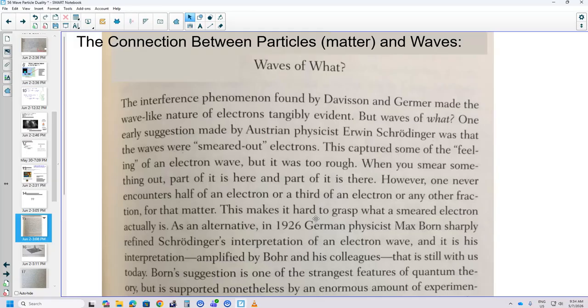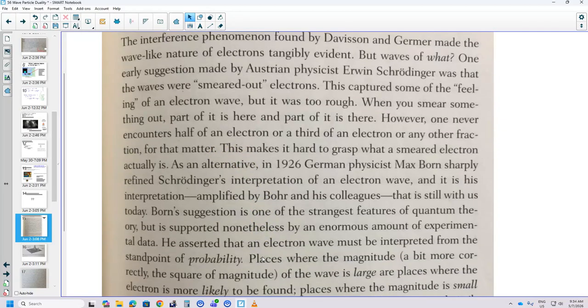Like, what is it? When you smear something out, part of it's here and part of it's there. However, no one ever encounters half of an electron. Or a third of an electron or anything. Like the smallest amount of charge you ever find is that 1.602 times 10 to the negative 19, right? So it makes it hard to grasp what a smeared out electron actually is, or accept that it even is a thing, of course, right?